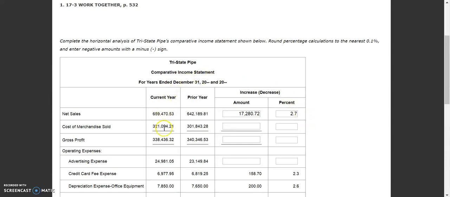And so then we move down to our cost of merchandise sold, and we had 321,000, and our prior year was 301. So we take this minus this, and we end up with 19,190 and 93 cents. And when we take our increase-decrease amount divided by our prior year, we end up with a percentage of 6.4.